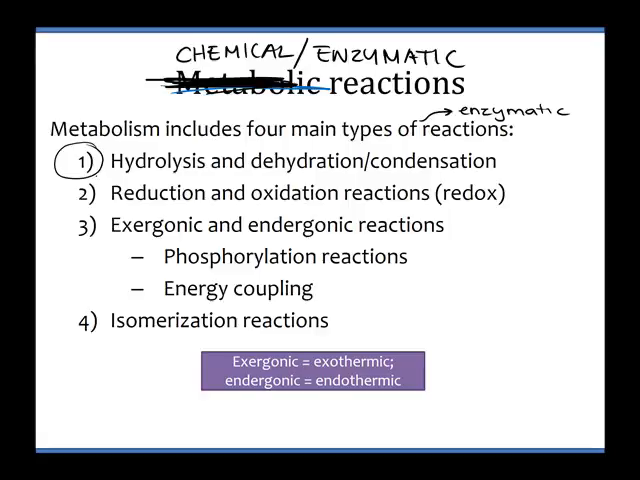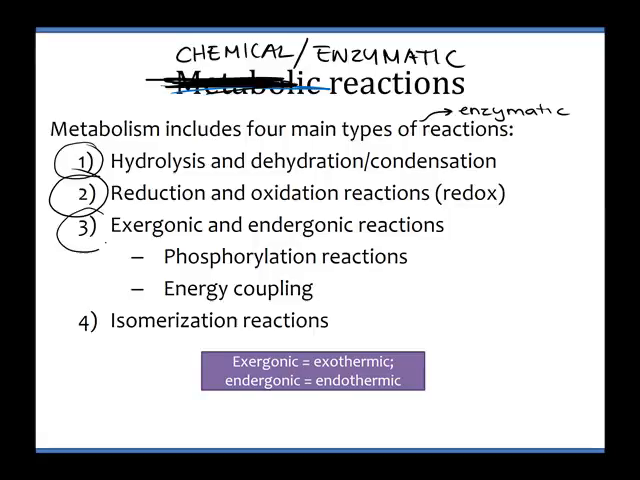Another one that we're going to learn about is called reduction oxidation reactions. And if you think it sounds familiar, that's because it should. We just looked at reduction and oxidation and chemical potential energy. We're going to come back to that as we promised.